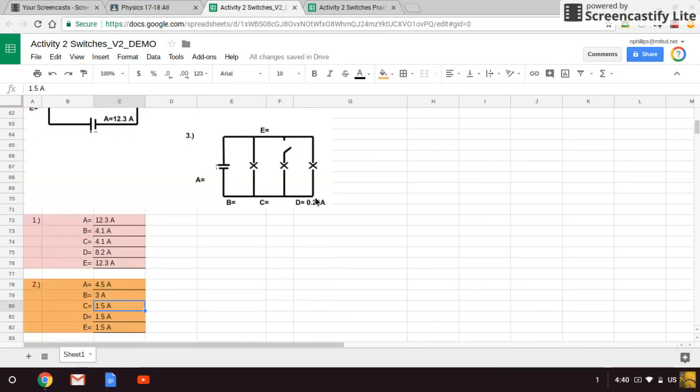Last one, number 3. The current flowing through this pathway is 0.24 amps. That should clue you in that every other pathway is going to have that much current too. So there's going to be 0.24 flowing through this as well. But what you really got to notice is this pathway is open, so no current can flow through it. So you can ignore that and treat this as a 2-pathway parallel circuit. So really, C is on the same path as D.